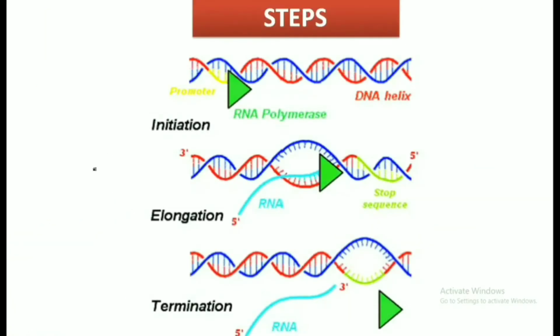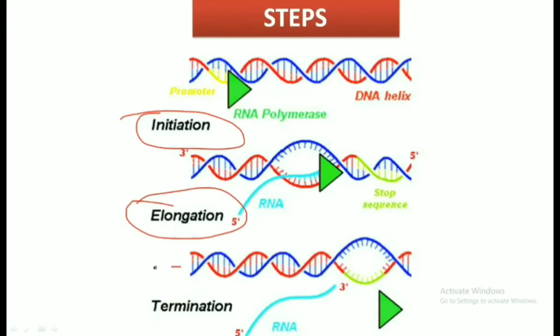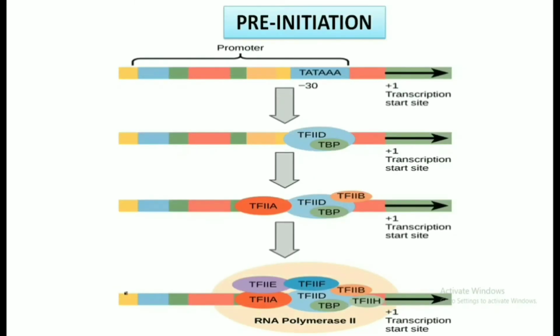Generally, the process of eukaryotic transcription is divided into three different stages: the initiation, the elongation, and finally the termination. Today we will be discussing the initiation part, and later on we will go with the elongation and termination. So let's see the initiation in much more detail.